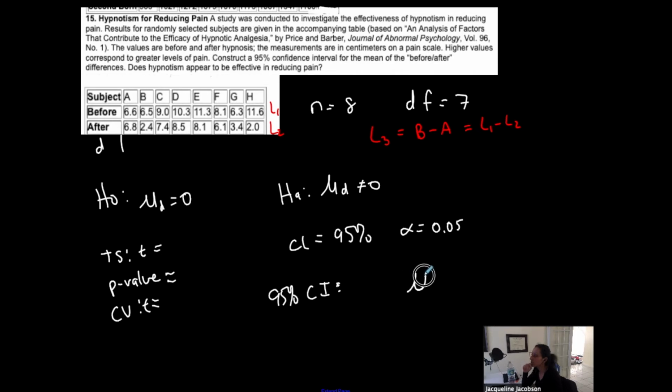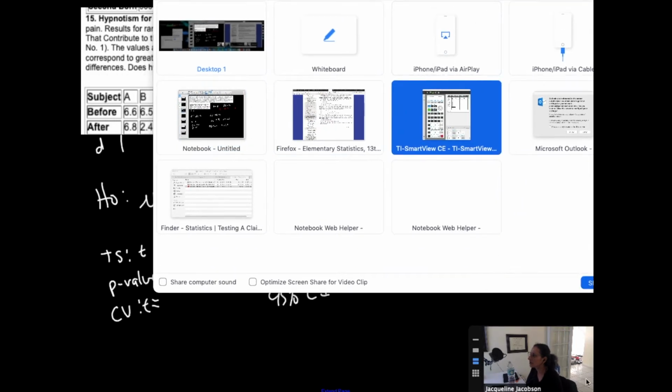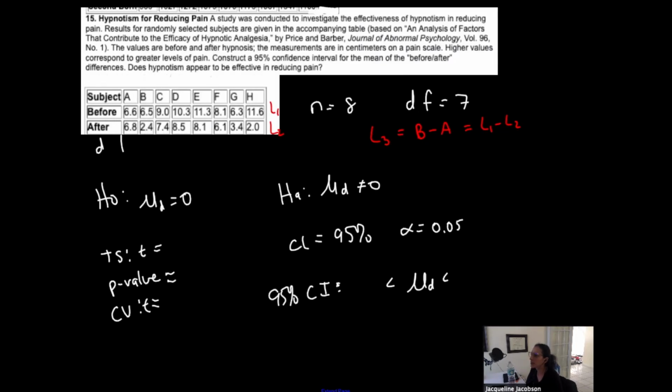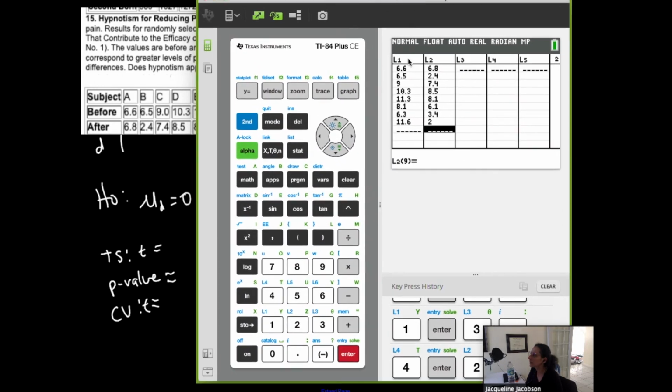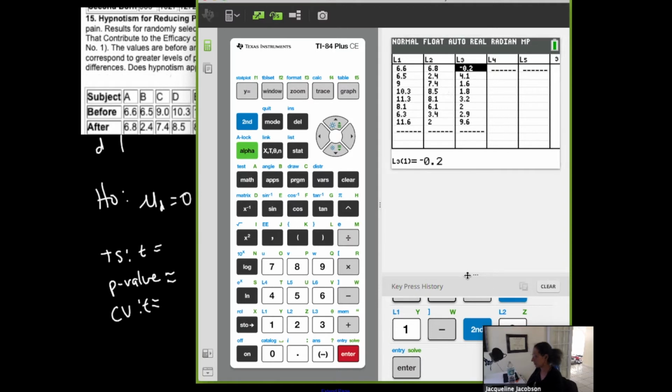So let's do the confidence interval first. Then we'll find the test statistic and all that stuff. I already input all the values into my calculator. I put the befores in L1, and the afters in L2. Because I'm going to do before minus after as my differences, I'm going to go L1 minus L2. So you scroll up to highlight L3, press enter, and then L1 minus L2, and it does my differences for me.